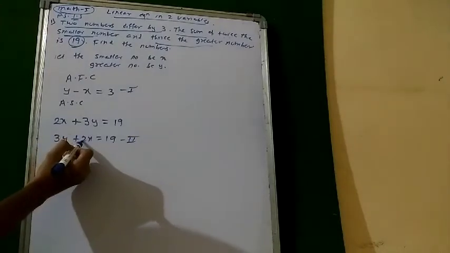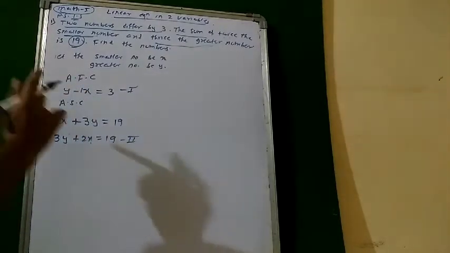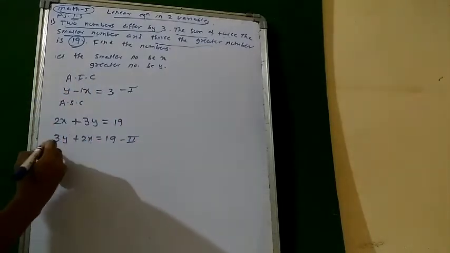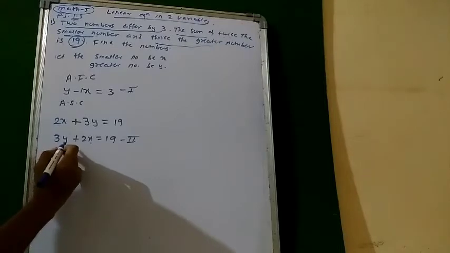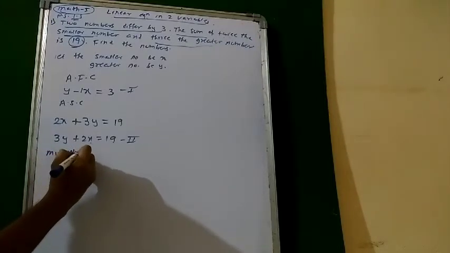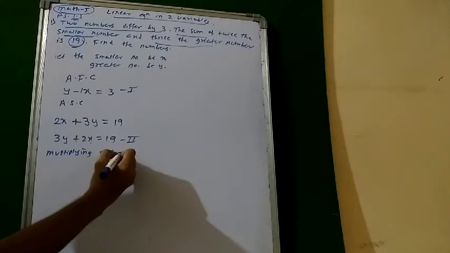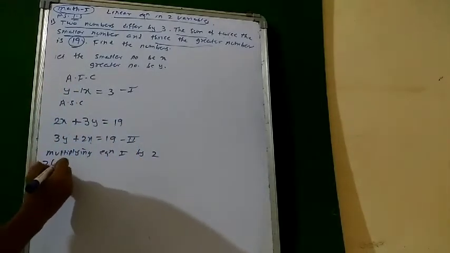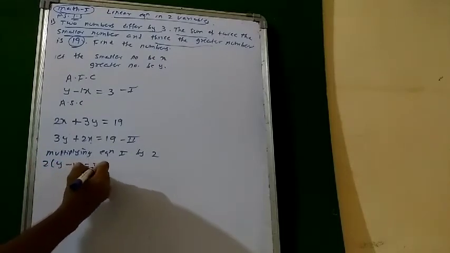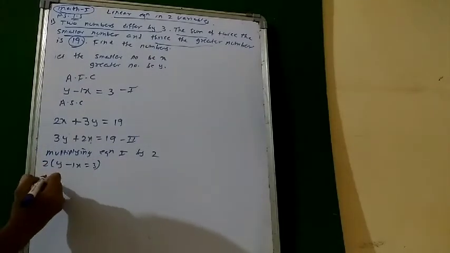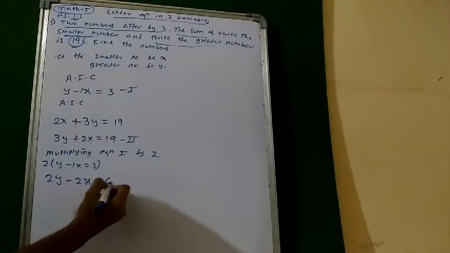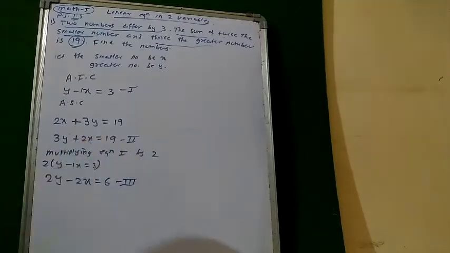Okay. We have 2 with x and here it is 1. So we'll multiply by 2 so that it is equal to this. Means 2x is equal to 2x. So multiply equation 1 by 2. So if I am multiplying this equation, that is y minus 1x is equal to 3 by 2, what will I have? I will have 2y minus 2x is equal to 2 3s are 6. This is a new equation. Let's term it as equation number 3.